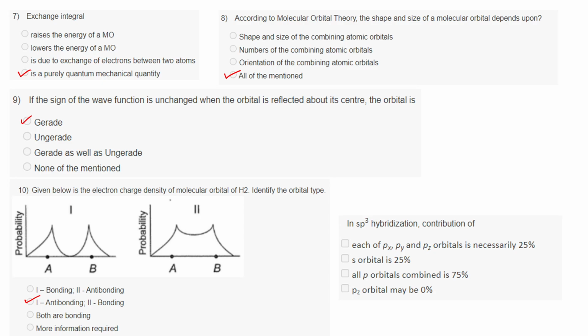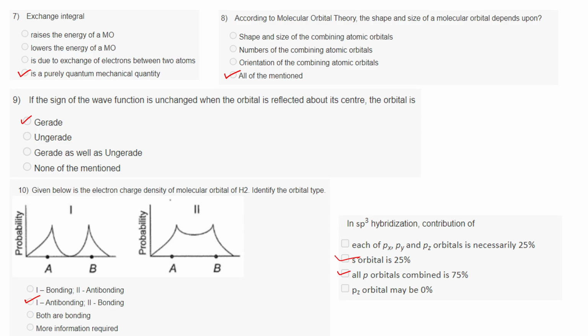Then one of the questions I've taken from earlier, that in sp3 hybridization, what is going to be the contribution of each orbital? So what is going to be the correct statement in sp3 hybridization? Each px, py, and pz orbital is necessarily 25%. That is not correct. They are actually all p orbitals combined with 75%. So this is correct. Now the s orbital can be 25%. That is correct. So these two are the correct answers here.